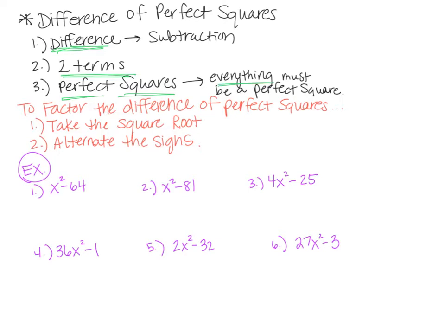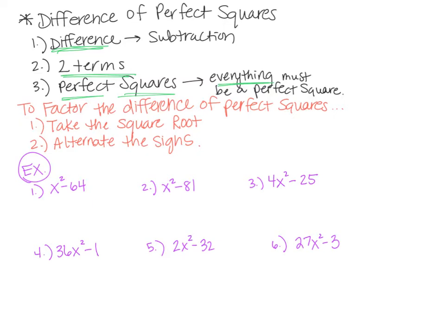If only one of the two things is a perfect square, no. If they're both perfect squares, but I'm adding, no. It's all of these three things, or I cannot use this method. That's why we call it a special case, because it happens, just not a lot of the time. But when it does happen, it's super easy to solve. So let's look at that.